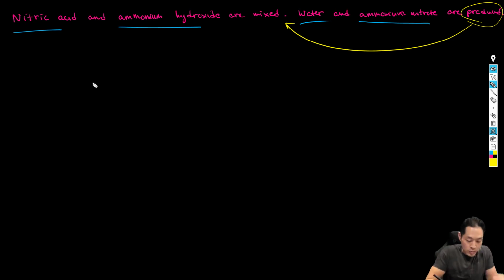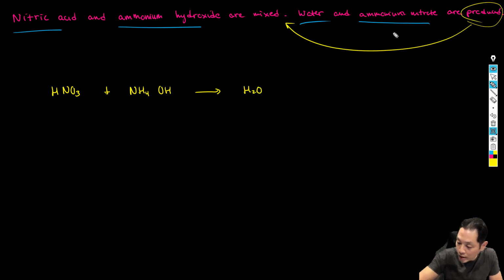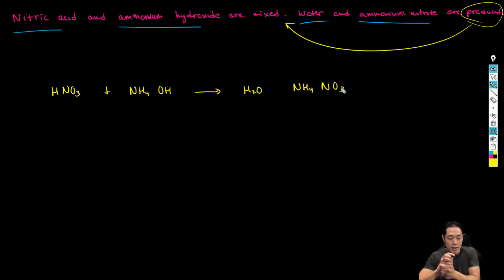So nitric acid is HNO3, ammonium hydroxide is NH4OH, and then we have the arrow, which is the produce. We have water, and then ammonium nitrate. Okay, let's make sure everything is balanced. This one is +1, -1. That's the compound, again, +1, -1.